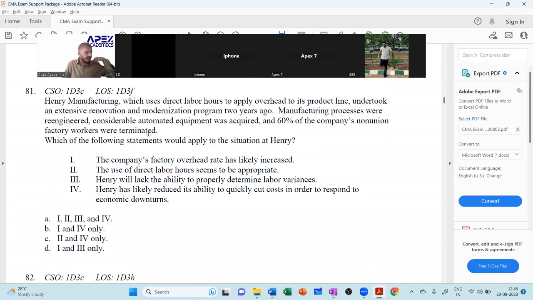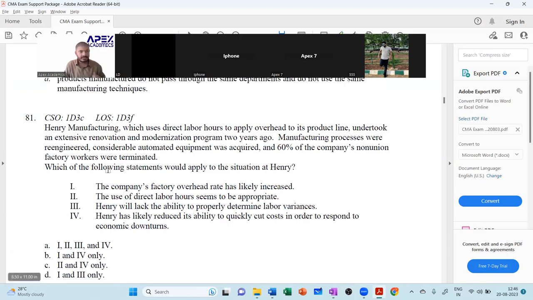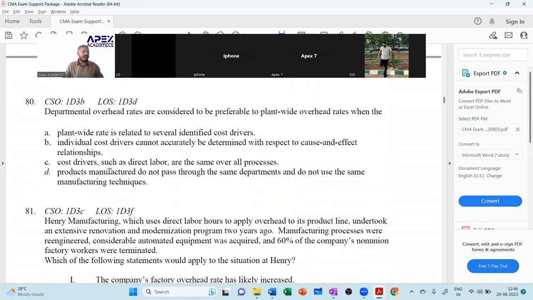Question number 81 has been dealt with. Next, I come to question number 80. Question number 80 is again an interesting one. Again, there is an insufficient explanation given by IMA Institute and your study materials, but we'll have a good explanation.